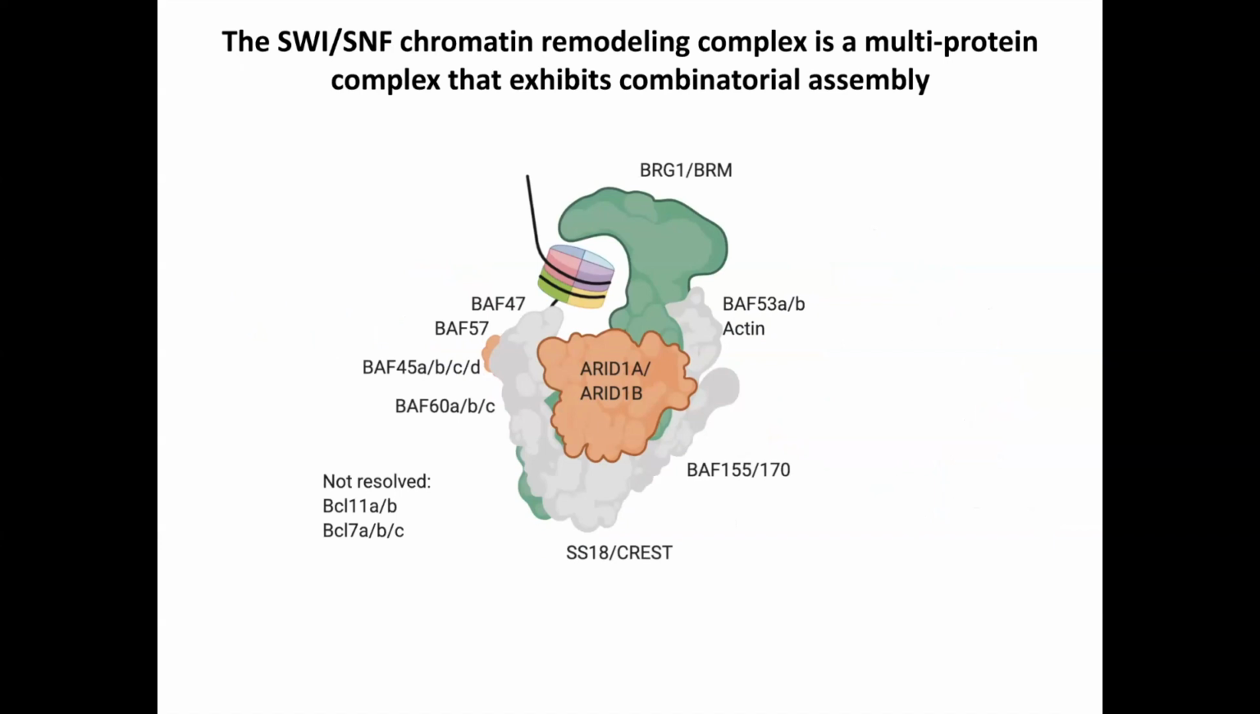And so in particular, our lab is focused on the SWI/SNF or BAF chromatin remodeling complex, here illustrated based on several recent structural studies. So what we know about this complex is that it's composed of a core ATPase, either BRG1 or BRM, and several associated subunits. And an important feature of this complex is that many of these subunits are members of gene families that can combinatorially assemble to give rise to many different variants of the complex with distinct biological roles.